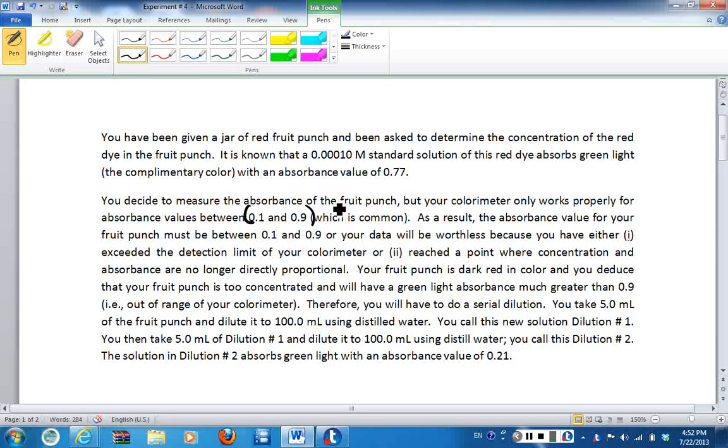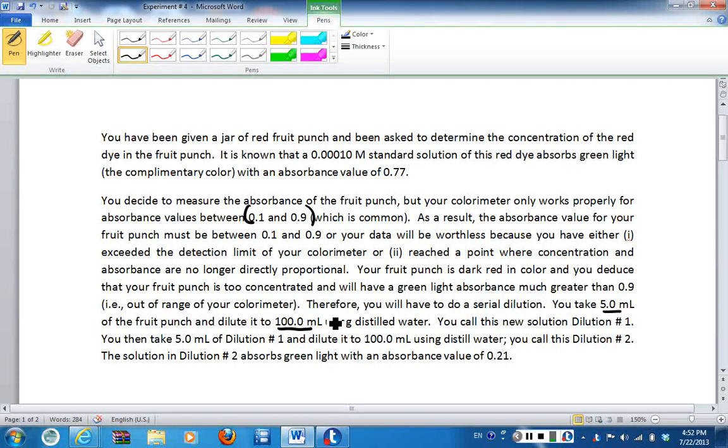Okay? In order to do some dilutions, what you do is you take your concentrated solution, and in this particular example, you take 5 mLs of that concentrated solution, and you add 95 mLs of distilled water so that you have a total volume of 100 milliliters. This is dilution number 1. So you're on your way to diluting your solution, the one that's too concentrated, the one that's giving you an absorbance reading higher than 0.9. Okay, same thing goes with the iron in the vitamin solution. So you have dilution number 1.